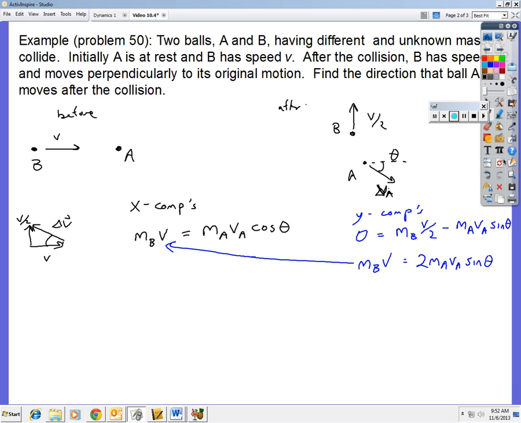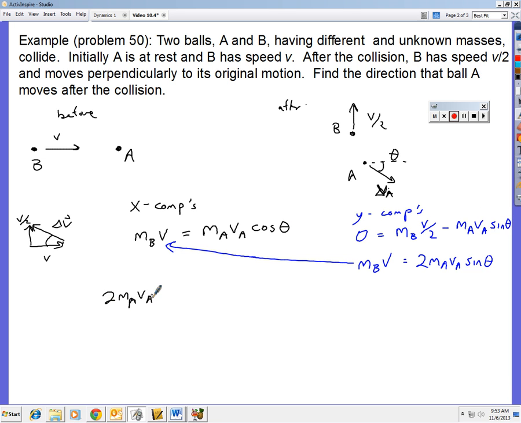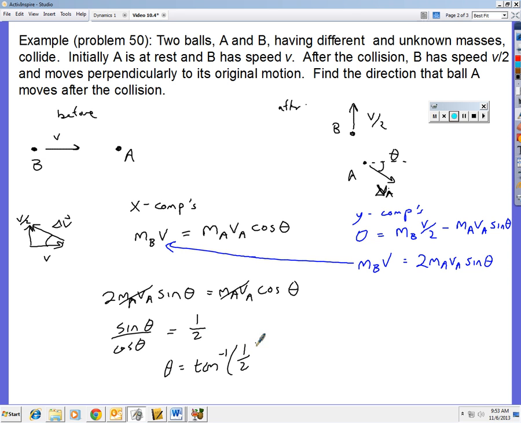which is going to give us 2 m_A v_A sine theta equals m_A v_A cosine theta. Divide the entire equation by m_A v_A, do a bit of algebraic manipulation, sine theta over cosine theta equals 1/2. And of course, that's tangent theta, so we can say that theta equals the arctangent of 1/2, which is about 27 degrees. And so A's final velocity is 27 degrees below the x-axis.